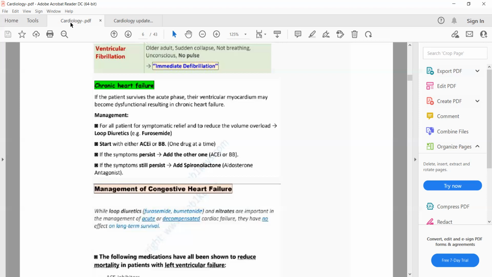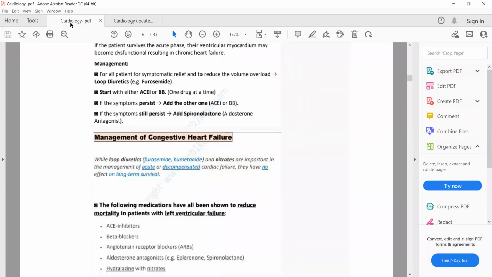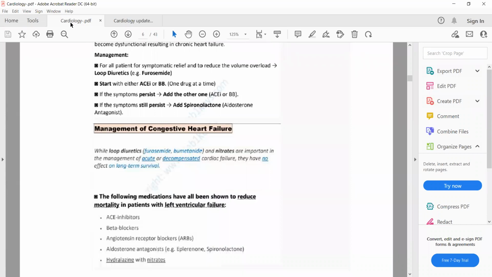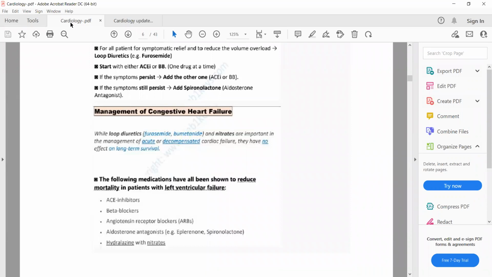And if the patient is having signs and symptoms of volume overload, such as pulmonary edema or lower limb edema, then furosemide can also be prescribed with all the other medications. So this was all about the management of heart failure, acute and chronic both.